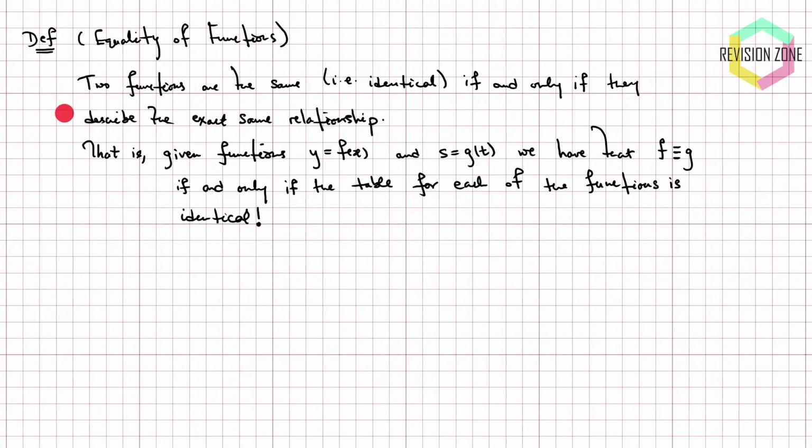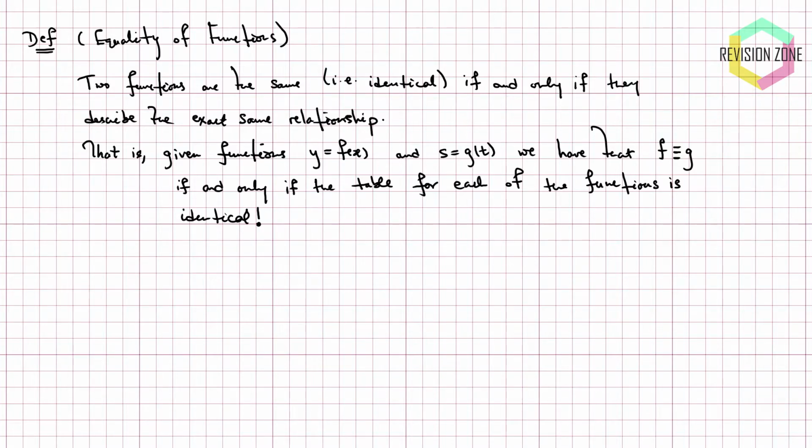So they're the same if they describe the same relationship. Let's put it in a slightly different context. Given a function y equals f of x, and given another function s equals g of t, we have that f is identical to g if and only if the table for each of the two functions is exactly the same. So if you have two identical tables for two separate functions, then regardless of how they've been written down, those functions are identical.